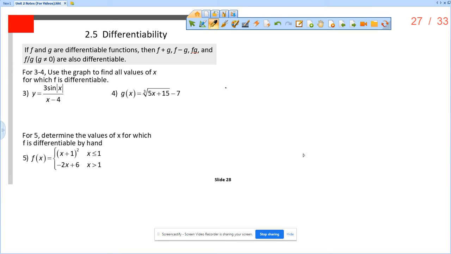This is the notes video for section 2.5, slides 28 through 30. All right, so it says if f and g are differentiable functions, then f plus g, f minus g, f times g, and f divided by g, provided that g is not equal to 0, are also differentiable.